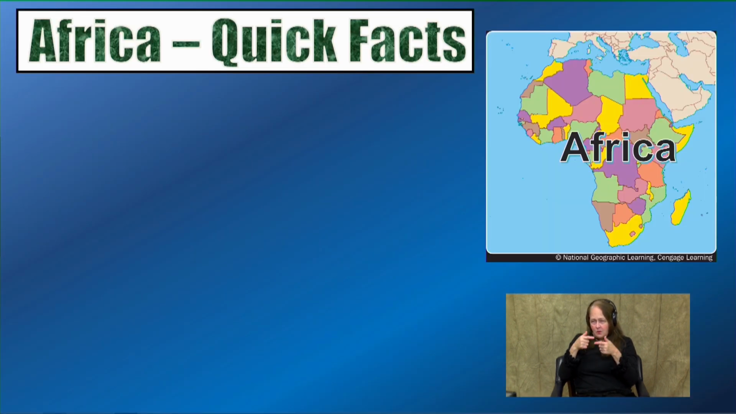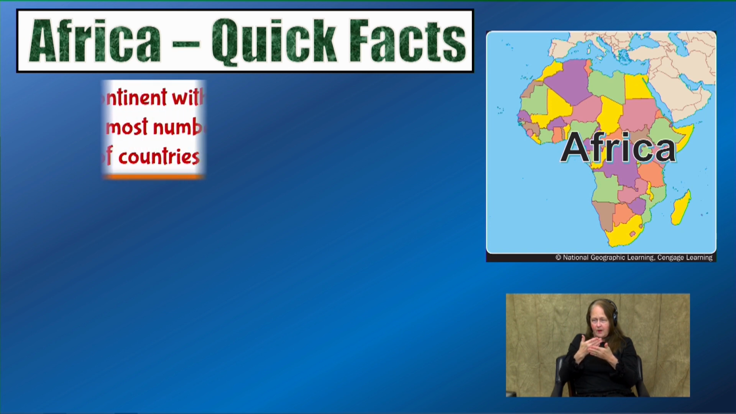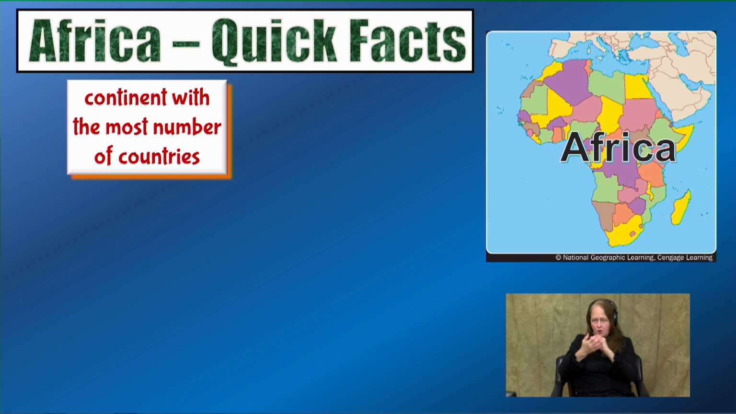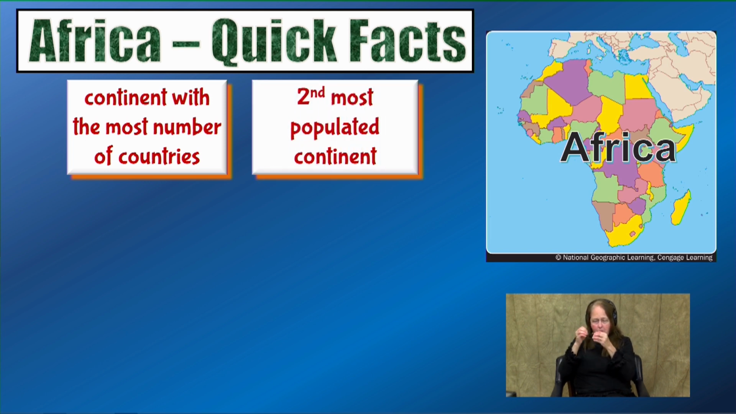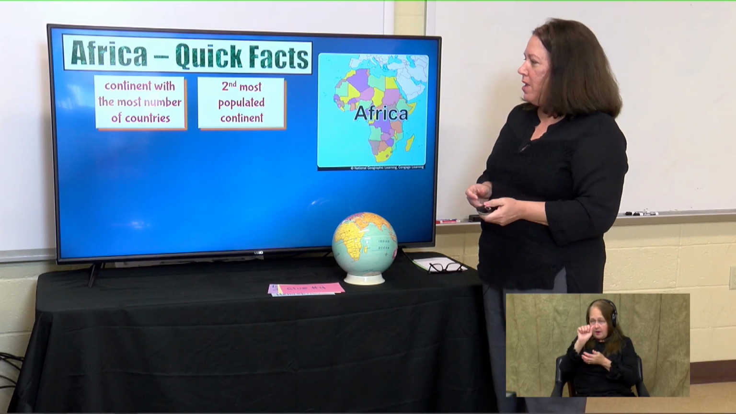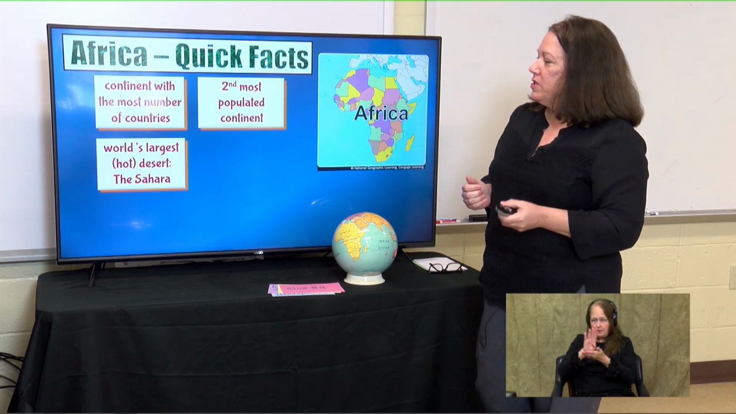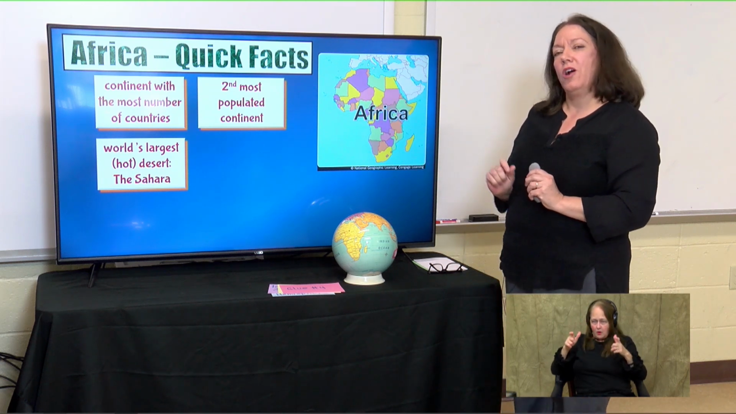But let's take some quick facts of Africa. Let's see what you know. Africa is the continent with the most number of countries. There are 54 countries in Africa, the most in any continent in the world. It's also our second most populated continent, right behind what? Can you guess? Asia, okay? Asia is going to have the most with the two countries, China with 1.3 billion people and India with 1.1 billion people. Next, this is the world's largest hot desert, the Sahara Desert.